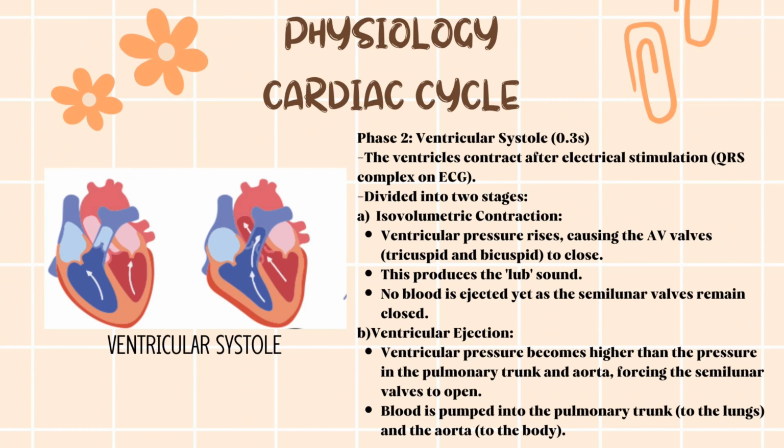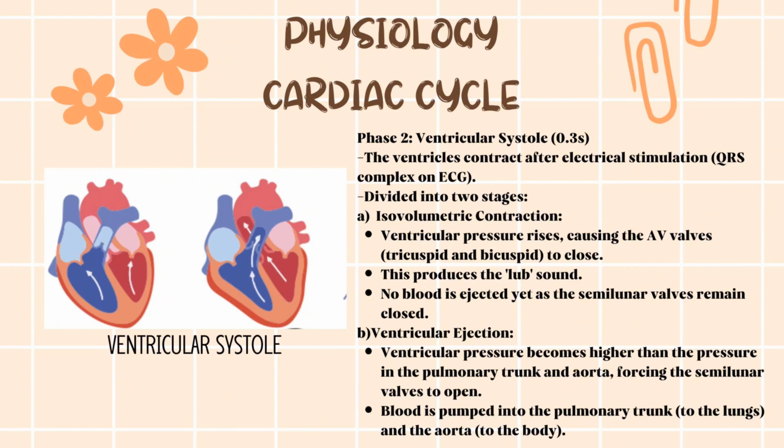Phase 2 is ventricular systole, which lasts about 0.3 seconds. This phase begins with the ventricles contracting after electrical stimulation, which is represented by the QRS complex on an ECG. This phase is divided into two stages. During isovolumetric contraction, the rising pressure in the ventricles causes the AV valve to close, producing the characteristic lub sound, while no blood is ejected yet as the semilunar valve remains closed.